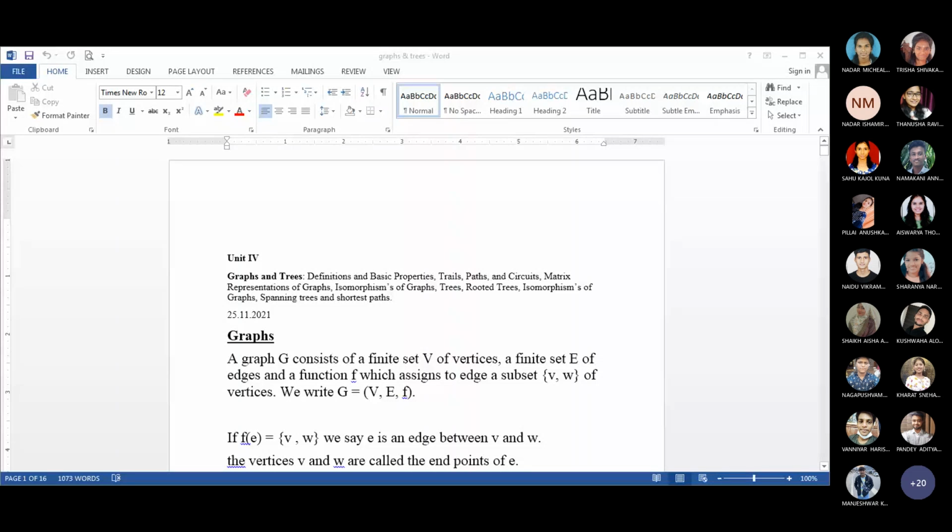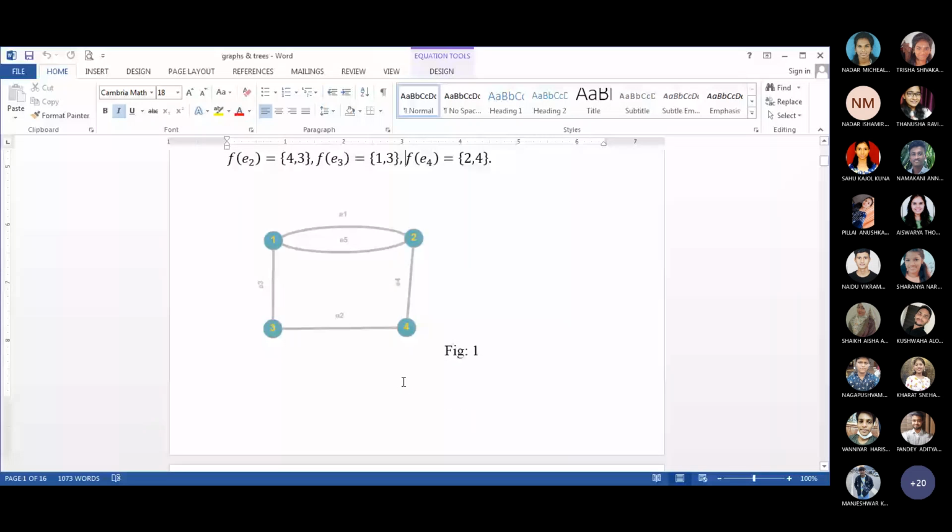So last time we were discussing graph theory. So graph theory, basically what is a graph? A graph basically consists of a set of vertices, a set of edges, and a function which assigns to each edge a subset {v, w} of vertices. These were the examples which we discussed.